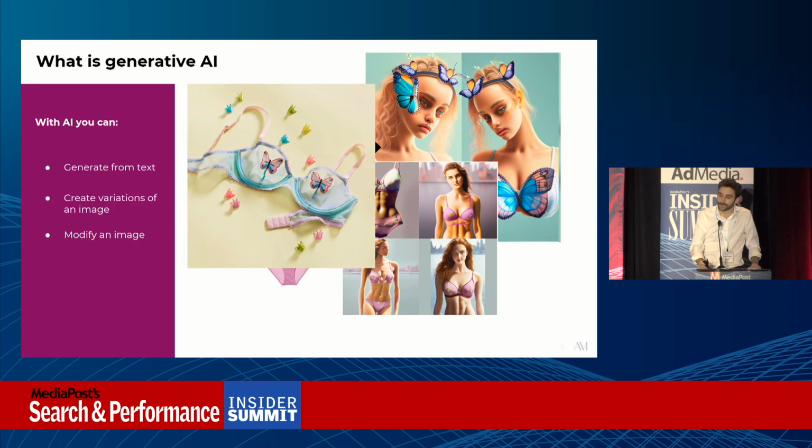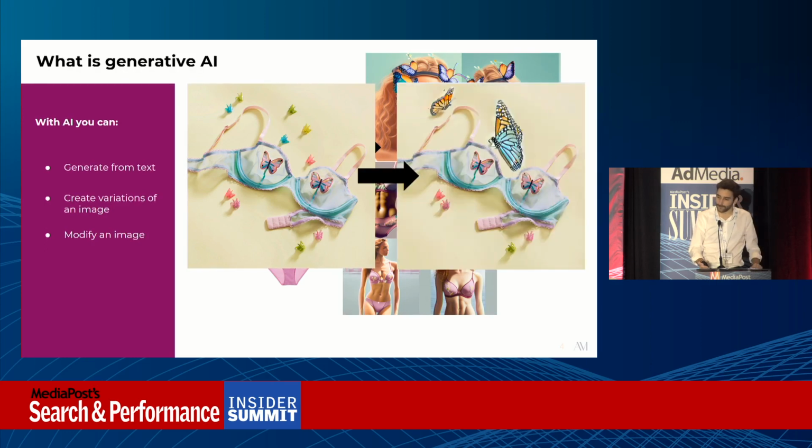And then you can also modify an image. You put this image as an input, a real image of one of our products, the famous butterfly bra. You select a zone and ask, maybe with a prompt, to add some butterflies there. And there you get your little butterflies. That's cool. So we saw that there was some potential.